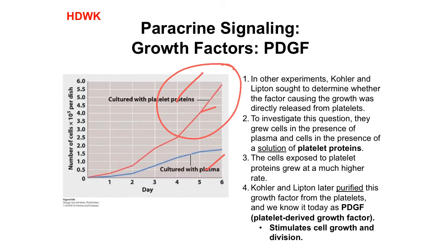And through a series of further experiments performing biochemical purification steps, eventually they were able to succeed heroically, in fact, because it was not easy to isolate this biochemically, to purify this growth factor from the platelets. And this is what we know today as PDGF, or platelet derived growth factor. And this purified substance does indeed, in final experiments, show to stimulate cell growth and division. So this is how growth factors involved in paracrine signaling were first identified.